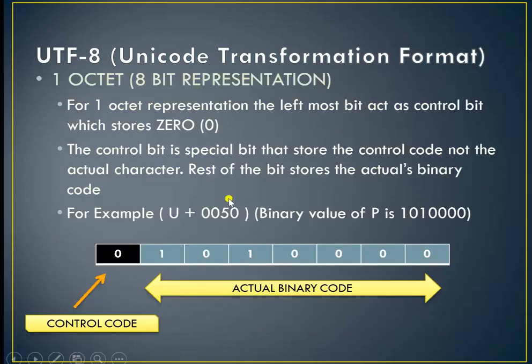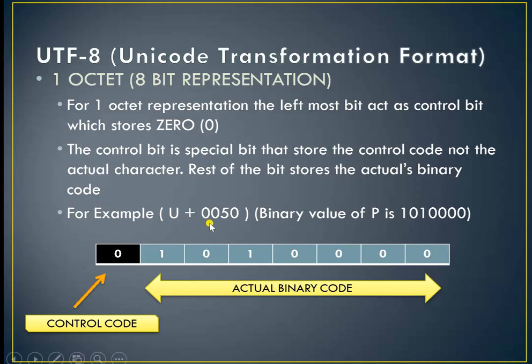Now how will you represent it? So you can see in this first, that is a control bit, or you can say control code, and the rest is the binary code. So you can see for one octet, the leftmost bit acts as a control bit which stores the 0. Now the control bit is a special bit that stores the control code, not the actual character, and the rest of the bits store the actual binary code.